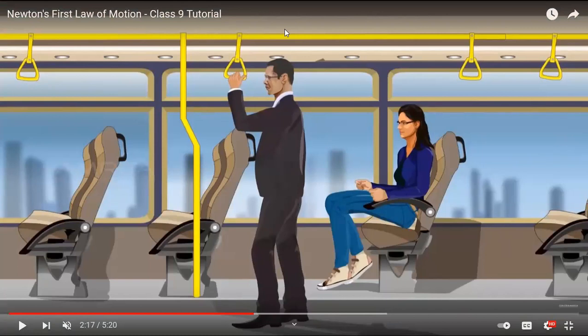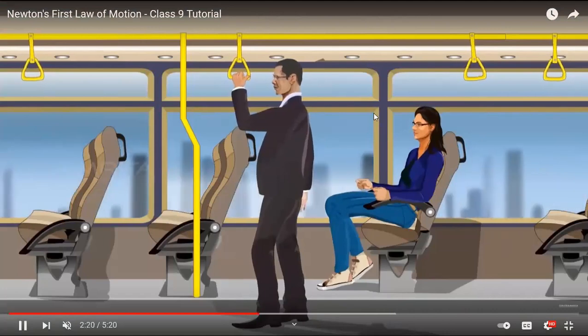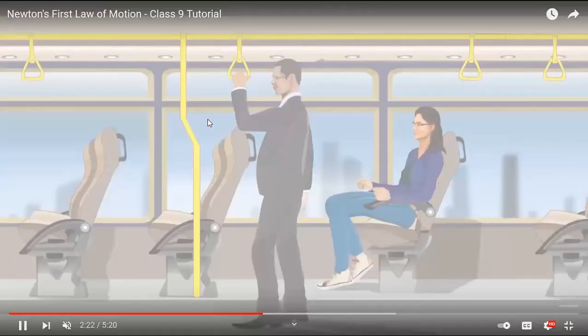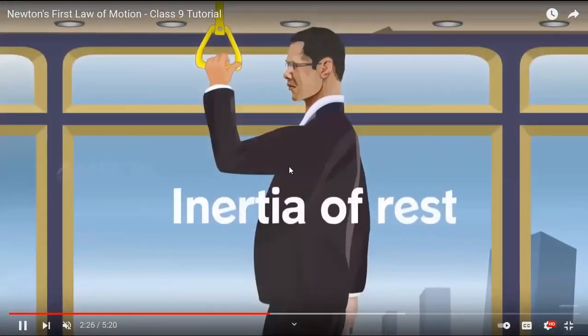Now the person is what? He is sitting or standing? Anyhow, you can take a girl also. Okay, sitting also, no issues. So the person is standing now. Observe very carefully what is happening. Have you seen? He is falling down. Is he falling backward or forward? He is falling backward. You can see here. This is because of what? Because of inertia of rest.